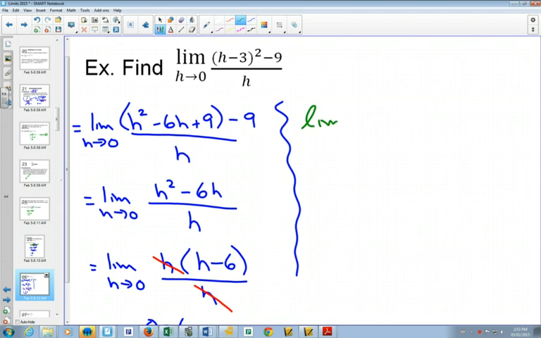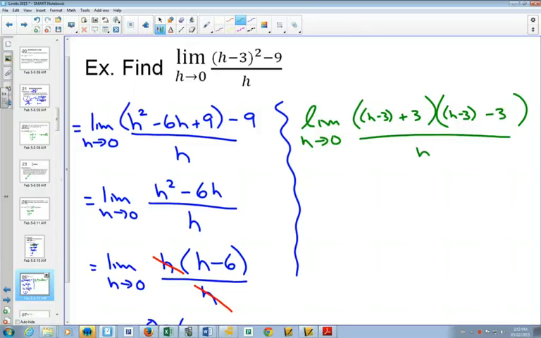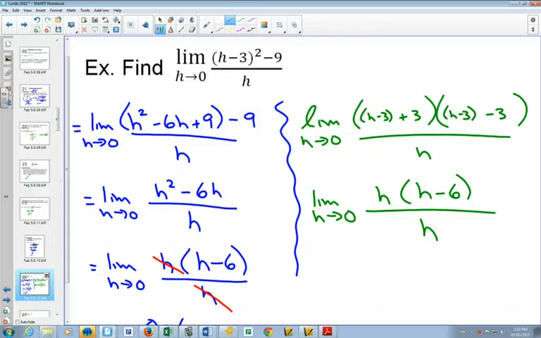In method 2, you noticed that the top was a difference of squares. It's something squared minus something squared. So you can factor it as h minus 3 and h minus 3. One would be plus 3, one would be minus 3, all over h. Can you see the difference of squares now? And if you did it that way, well, this just becomes h times h minus 6 over h. The answer equals negative 6 as well. Kind of cool.